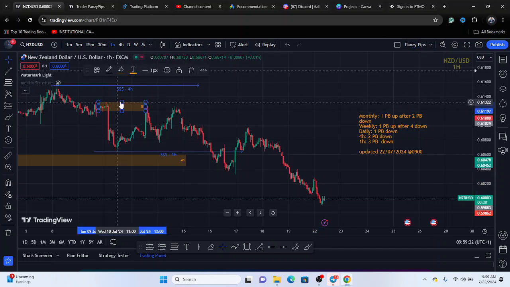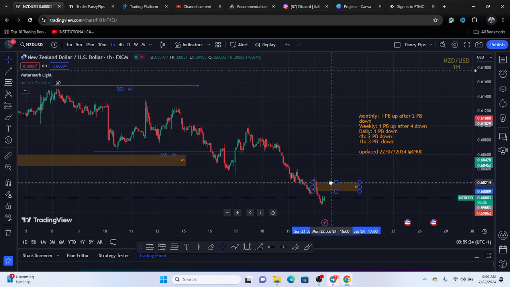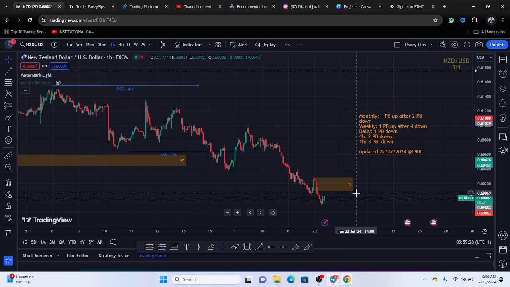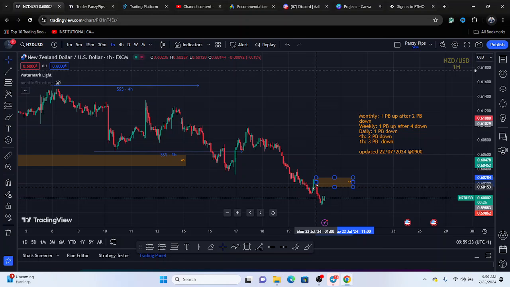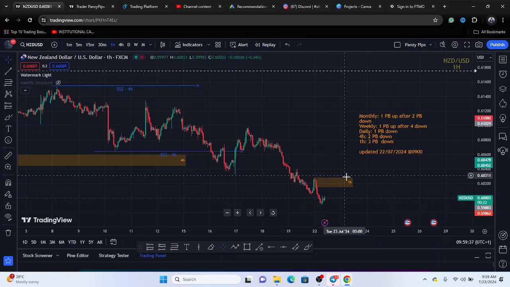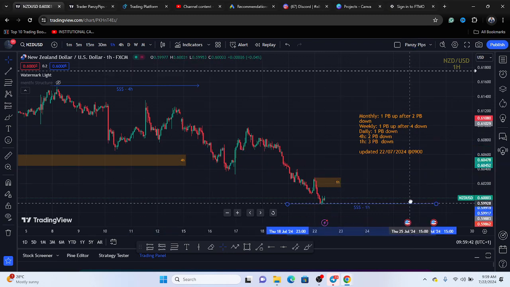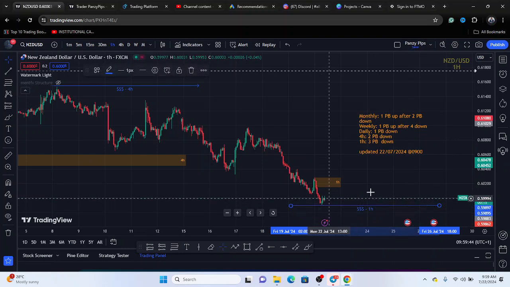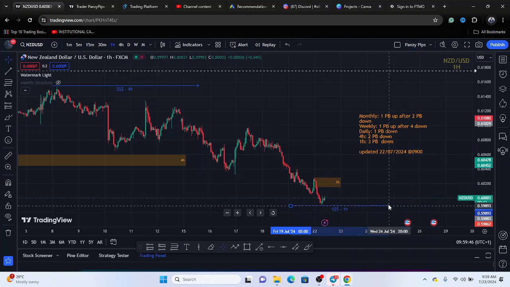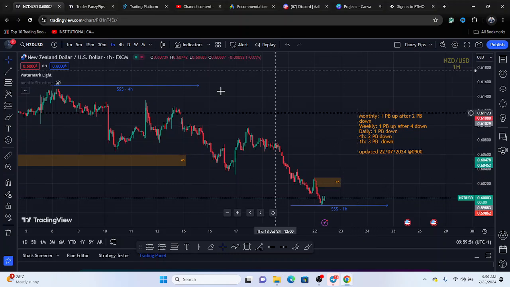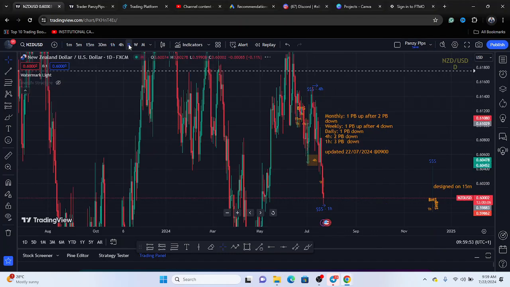All right, so 1 hour, 3 PB down. Here is my zone. I want to take it to this point. So I want to see price come into that zone, and then from there look to trade targeting the 1 hour liquidity target all the way below here. Now let's go to the higher time frame of the daily and the 4 hour.